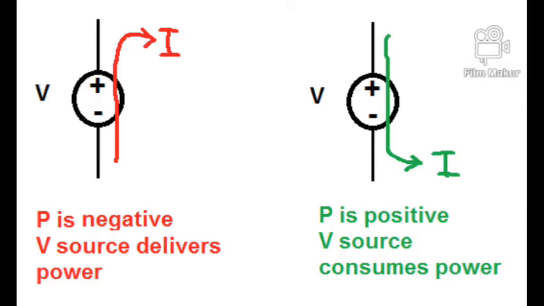Now, how do you determine when power is delivered and when power is consumed? Notice the direction of current flow. If current flows from the negative to the positive terminal, power is released and power is delivered by that component. If current flows from the positive to the negative terminal, then you know that power is consumed by that element. And that is very, very important.